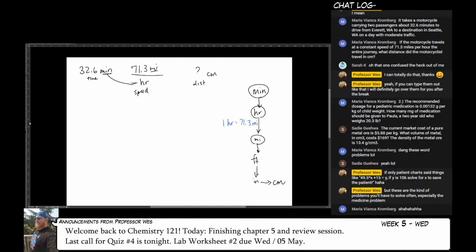Let me fill in all these relationships here. How many minutes are in an hour? That's 60 minutes in an hour. There are 5,280 feet in a mile. In a foot, there are 12 inches. And 1 inch is equal to 2.540 centimeters. So knowing all of these conversions, I can then get to the answer. The real trick is setting up this blueprint to figure out how you get to the answer.